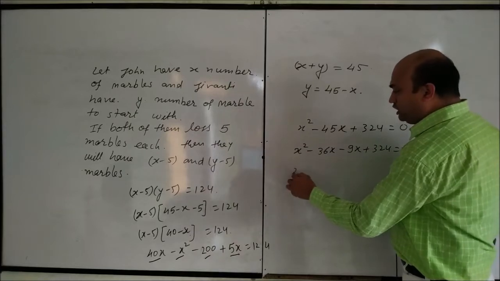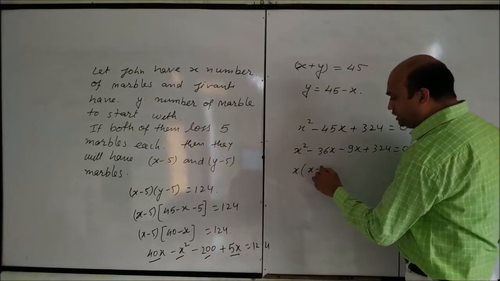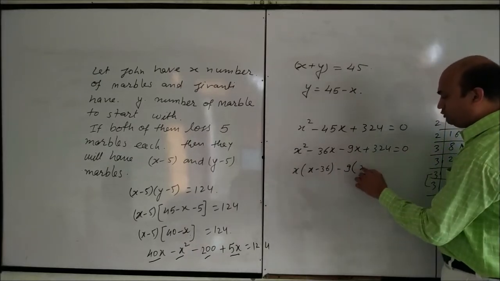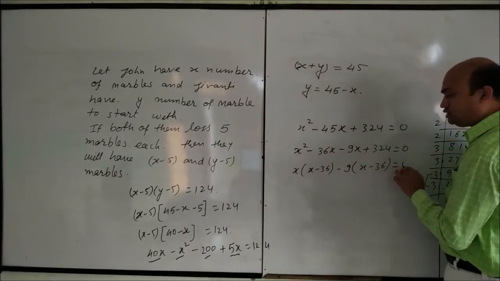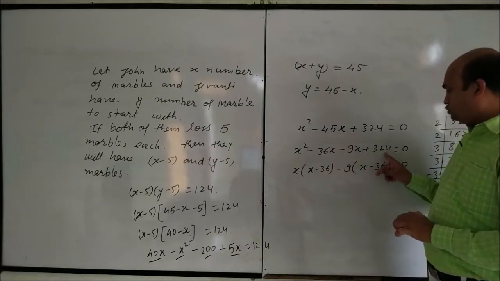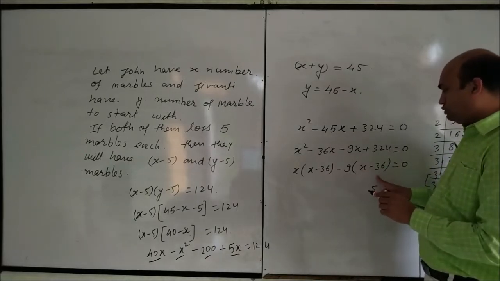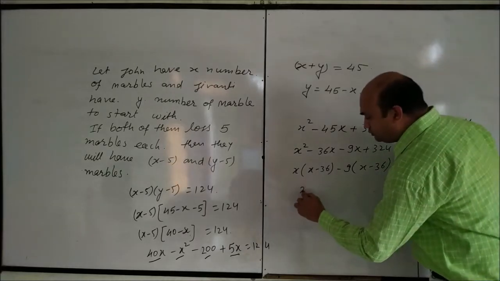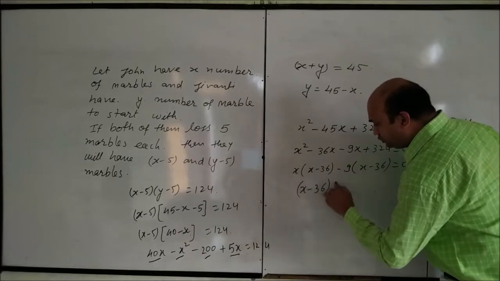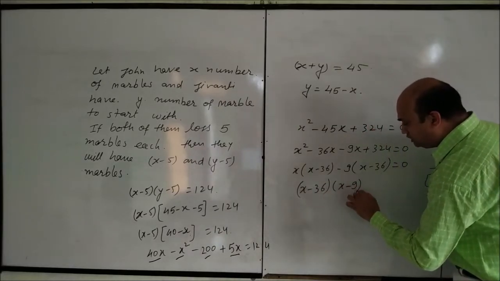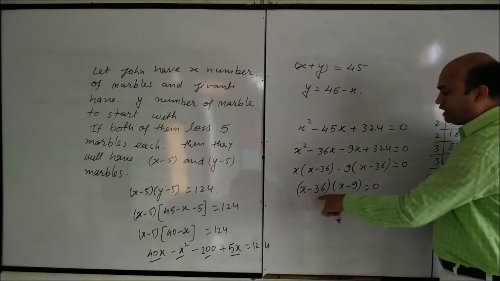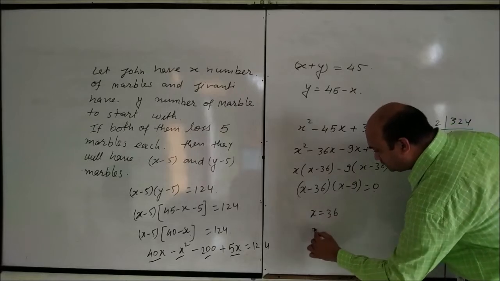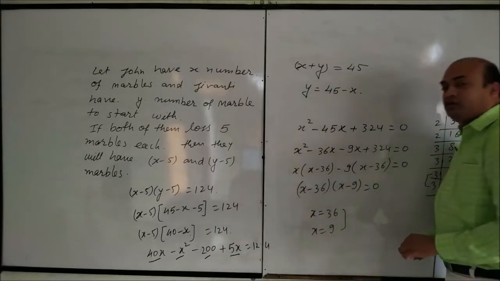From these two we take x common, it will be x minus 36, and from this minus 9 we take common, so it will be x minus 36 equal to 0. From these two we take x minus 36 common, so another bracket we will get with x minus 9 equal to 0. One by one we compare this with 0, then the values of x we get are 36 and 9.